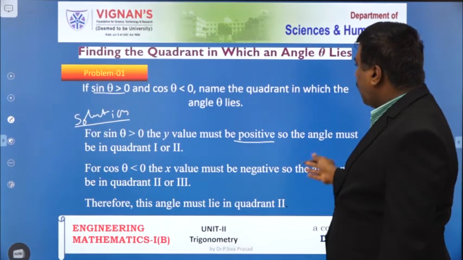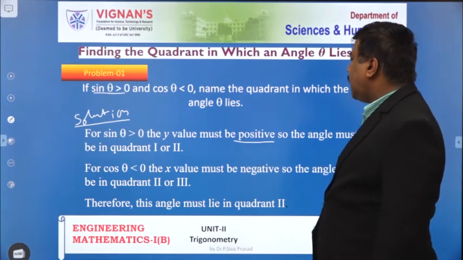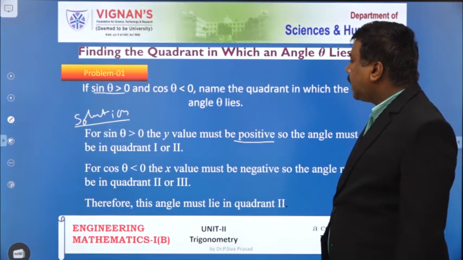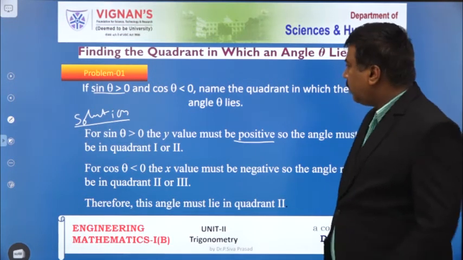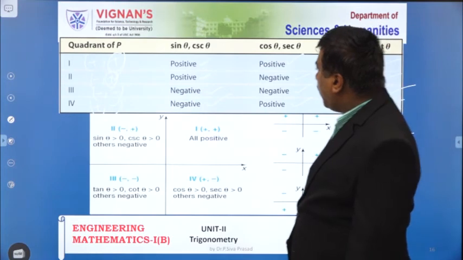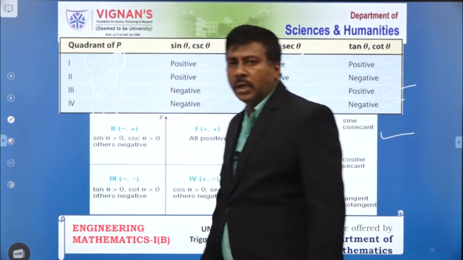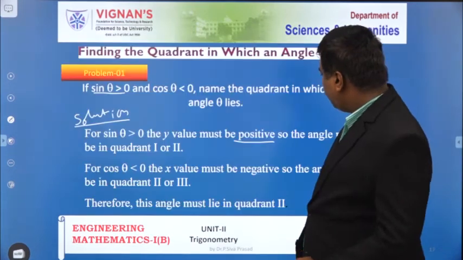Now next, if cos theta is less than 0, the x value must be negative, so the angle must be in the second or third quadrant. Please all of you see this. Where the x value is negative, that means in the second and third quadrants only, we have the negative terms.